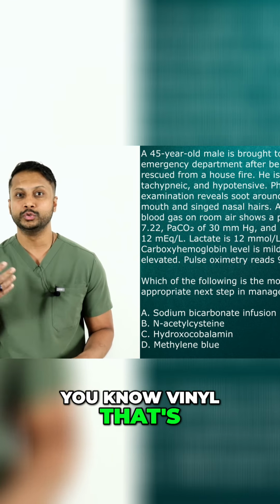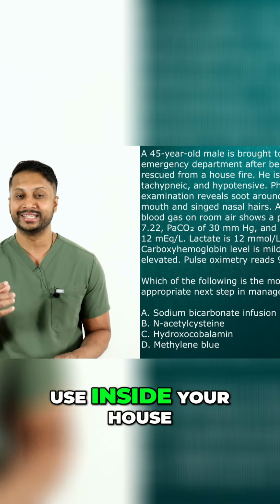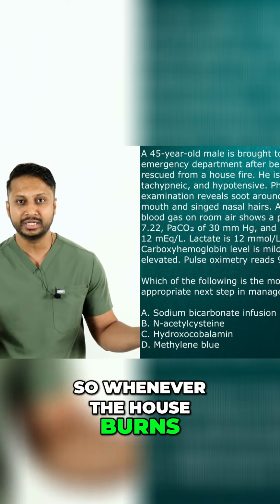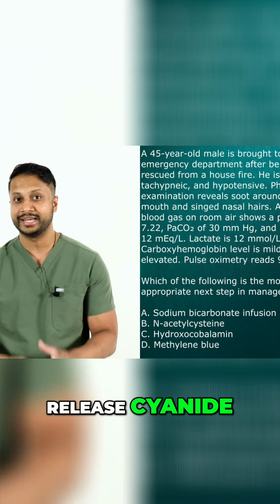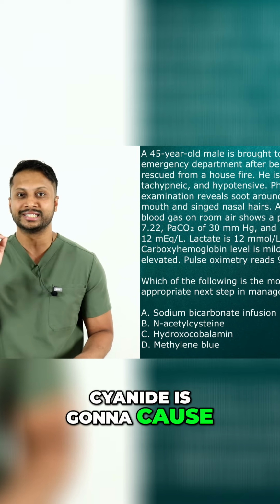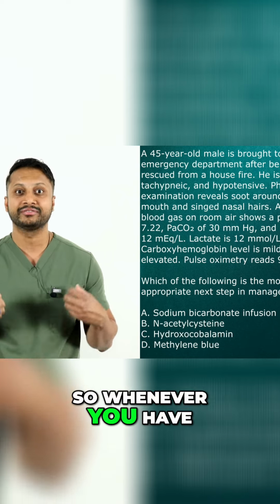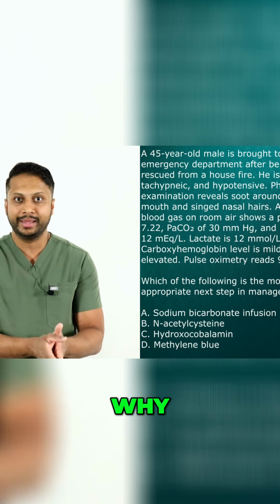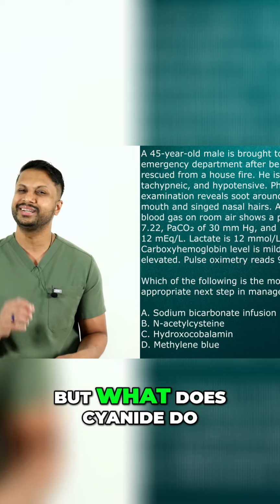You know vinyl that's used in a lot of material that you use inside your house? Vinyl actually contains cyanide. So whenever the house burns, the vinyl is going to release cyanide. Now cyanide is going to cause cyanide toxicity. So whenever you have cyanide toxicity, again your patient's pulse oximetry is going to be fine. Why? Because your oxygen saturation is okay. But what does cyanide do?